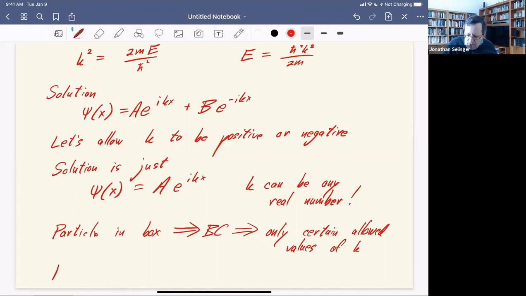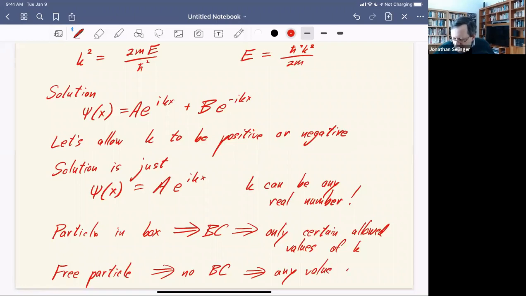But now for the free particle, well, it's free and it can go all the way to infinity. So essentially there are no boundary conditions for it. And we can have any value of k, which means any energy E, h bar squared k squared over 2m.